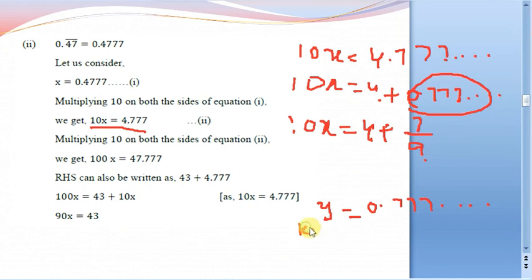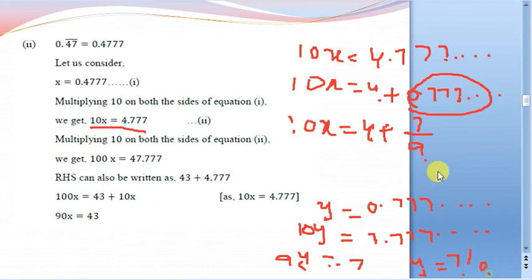10y will be how much? 10y will be 7.777 like this. When you subtract 10y minus y, you get 9y on this side, and on the other side you subtract and get 7, so y is equal to 7 by 9. So we have also seen the shortcut. Simply take the repeating block of numbers divided by that many 9s. Suppose two digits are repeating, you will take 99. Here only 7 is repeating after 0 point, so you will place 7 by 9. Even if you simplify in this way, you get the same answer. This is the method we saw during our discussion of the concept.